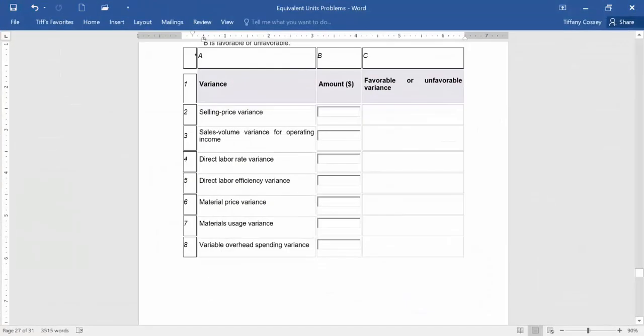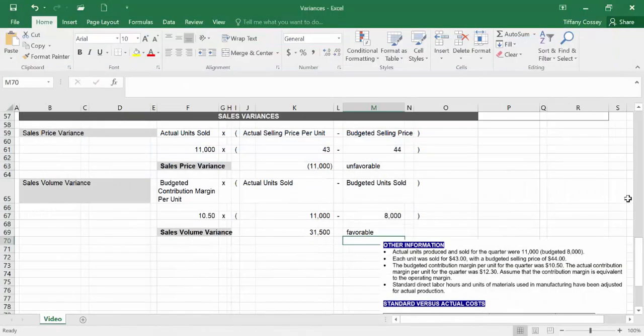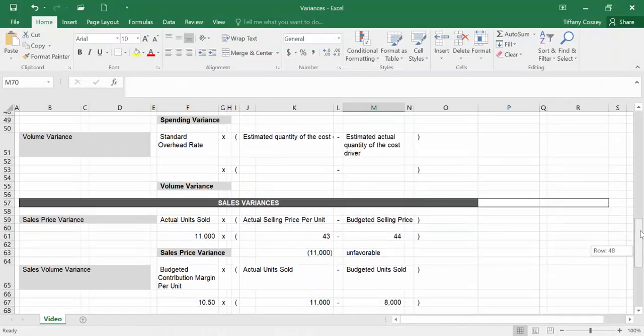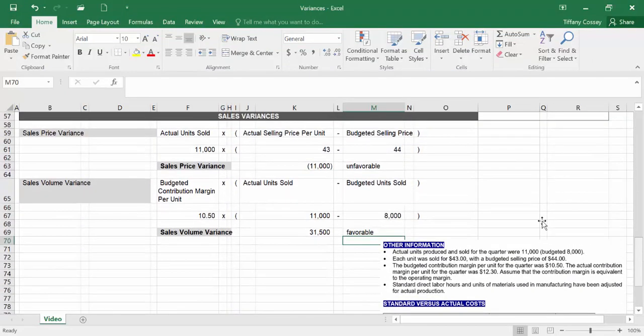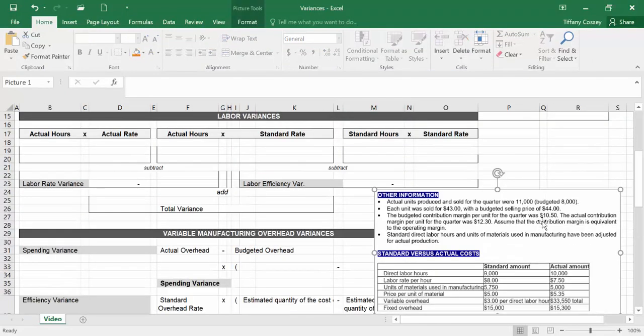Okay? The next thing that we're asked to calculate is the direct labor rate variance and then the direct labor efficiency variance. So we'll scroll up here. Okay, we have labor variances up at the top, and the labor variances are nice because we can use our upside down pyramid. We can plug in our numbers and just kind of do one big calculation and then pick off the numbers that we need.